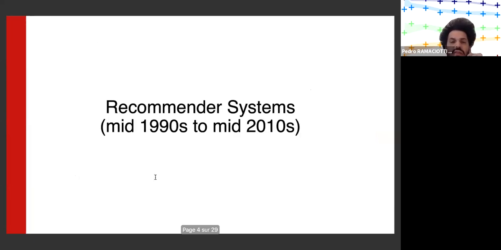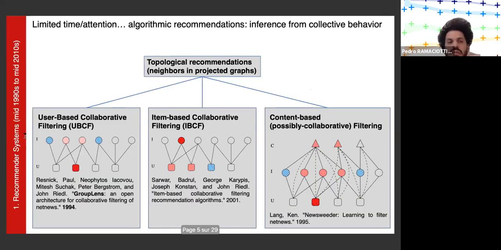So there's a first part of the history of recommender systems that's from the mid 1990s to the mid 2010s, which is the basic idea that you have too many things in life, you have limited time and attention, so you need to select. And the first attempts were made, the first famous landmark attempts, by this group, GroupLens, which are the authors of the very well-known dataset, MovieLens.